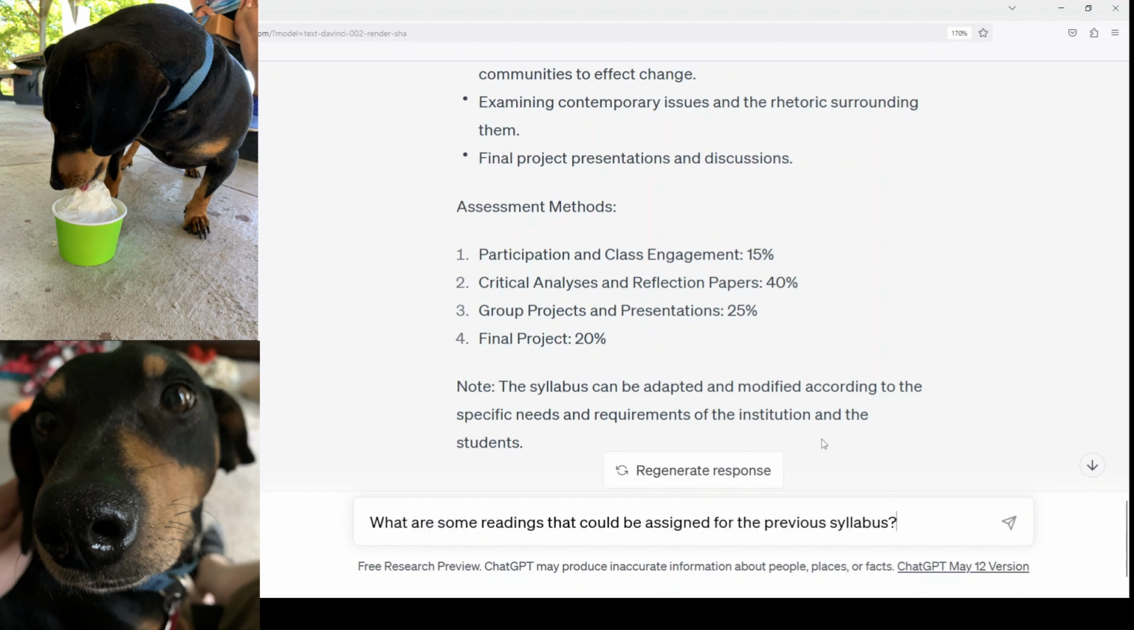Of course, usually courses have some readings that are involved, so let's see if ChatGPT can give us some readings that we could use based off of this previous syllabus that we created.